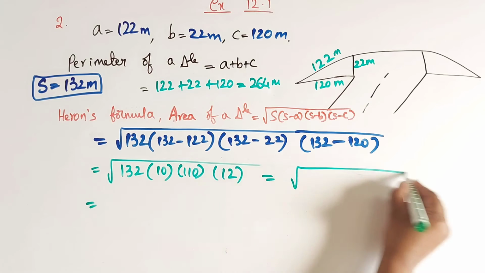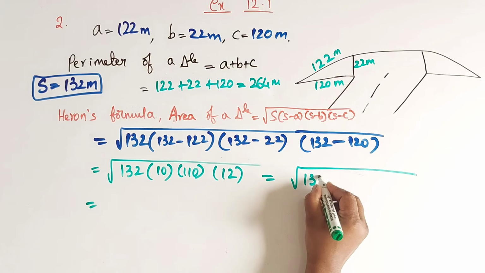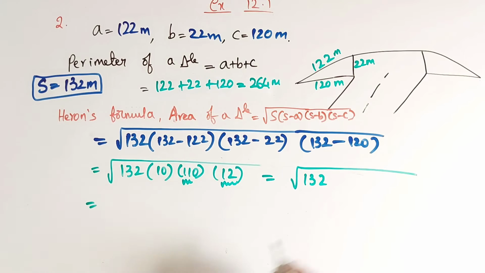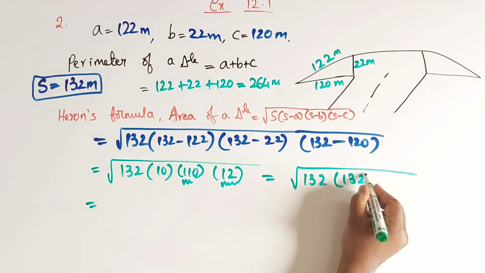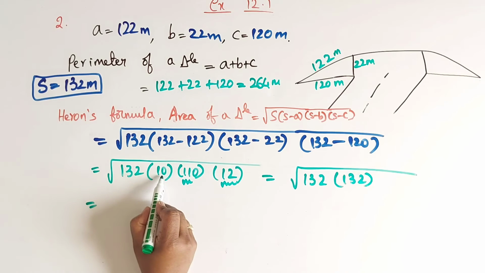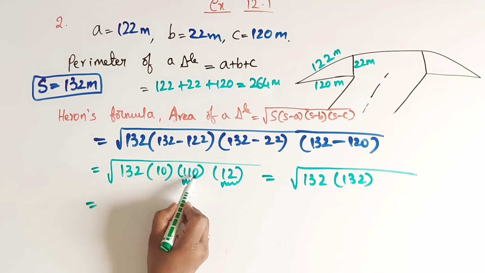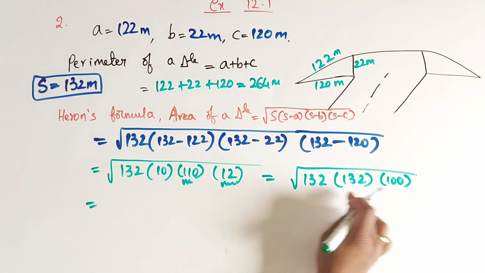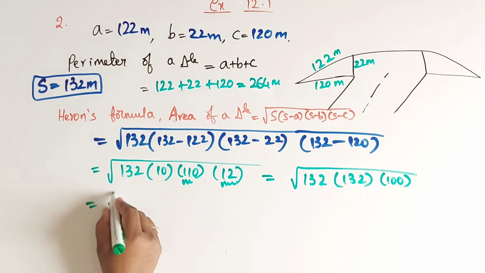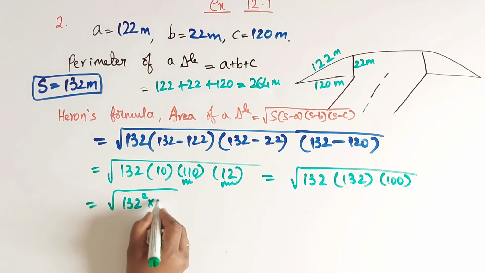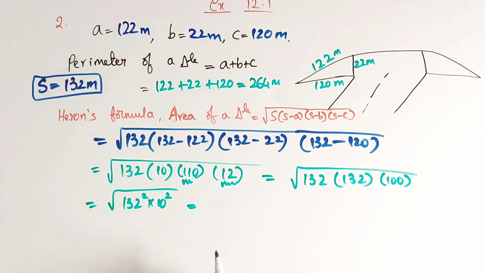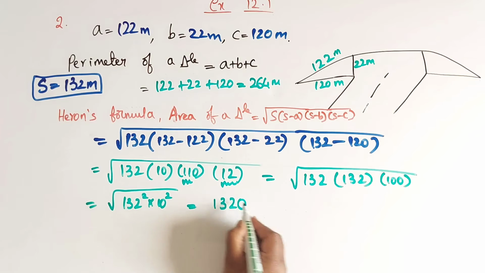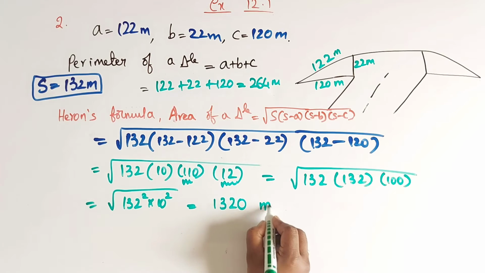Now this equals root of 132 into, here we have 11 and here we have 12. That means this is also 132. 11 12s are 132, children. Here we have 0 and here we have one more 0, that means 10 into 10, 100, children. Correct. So this equals 132 square and 10 square I can write, root of 132 square into 10 square. Now square and square root will get cancelled, children. So the area of the triangle equals 1320 meters square.